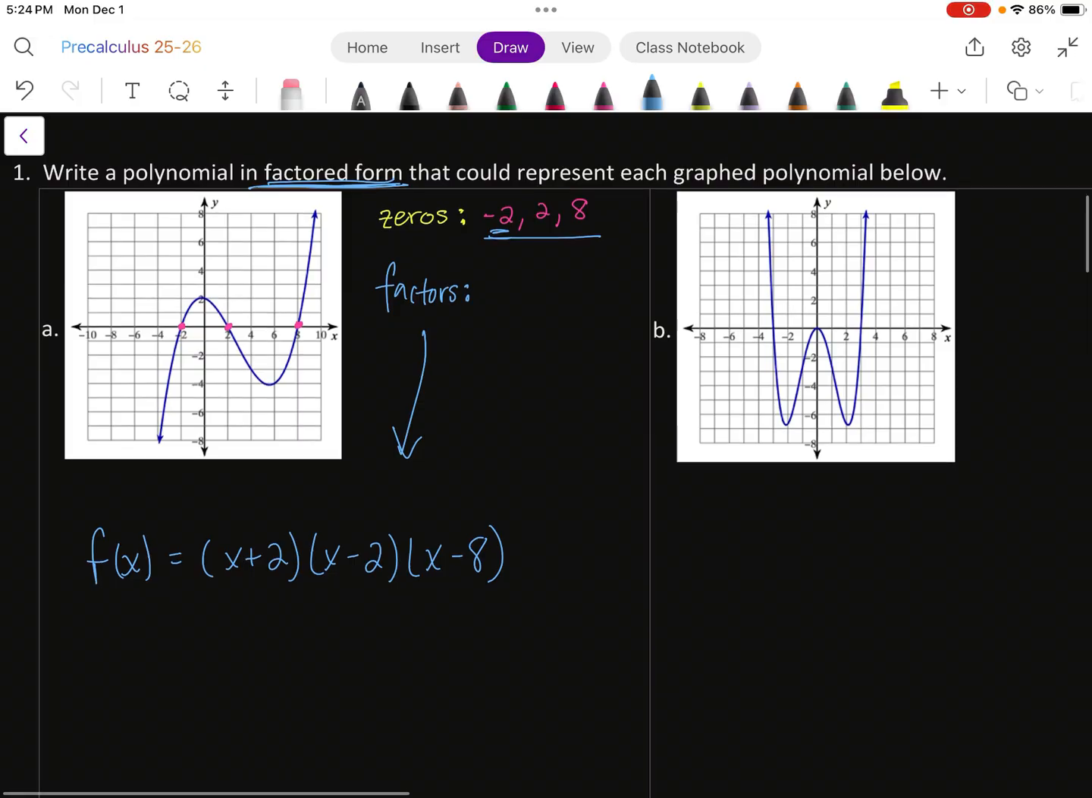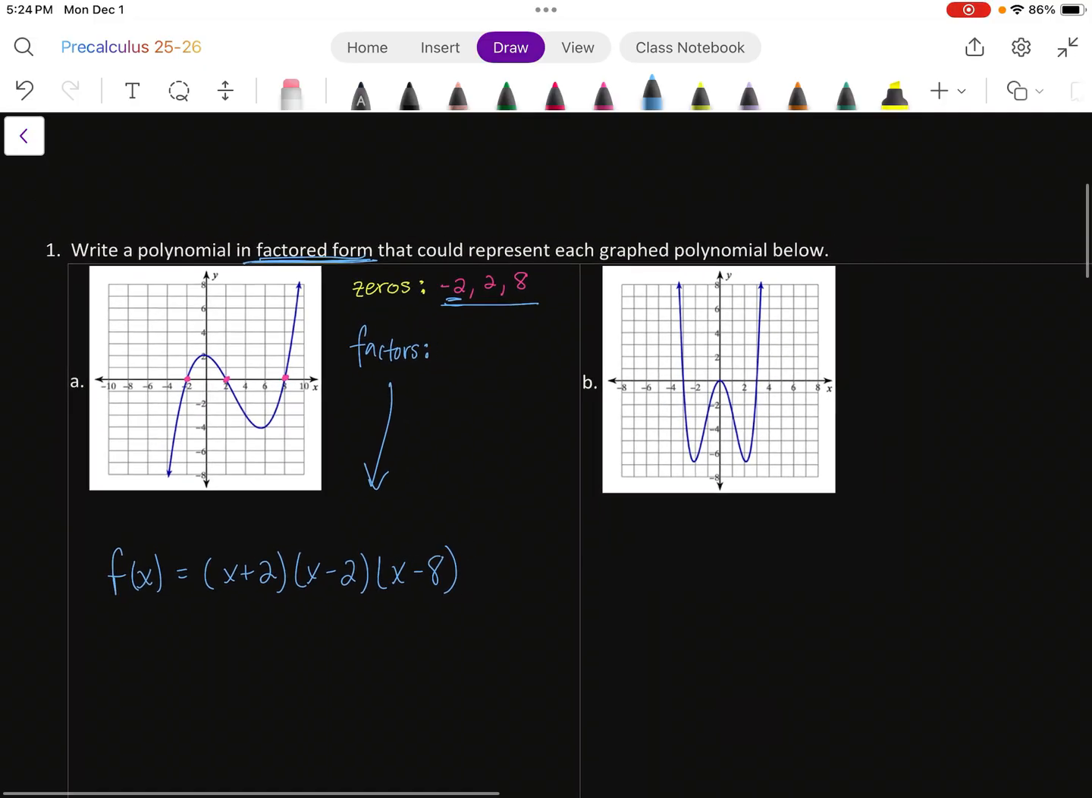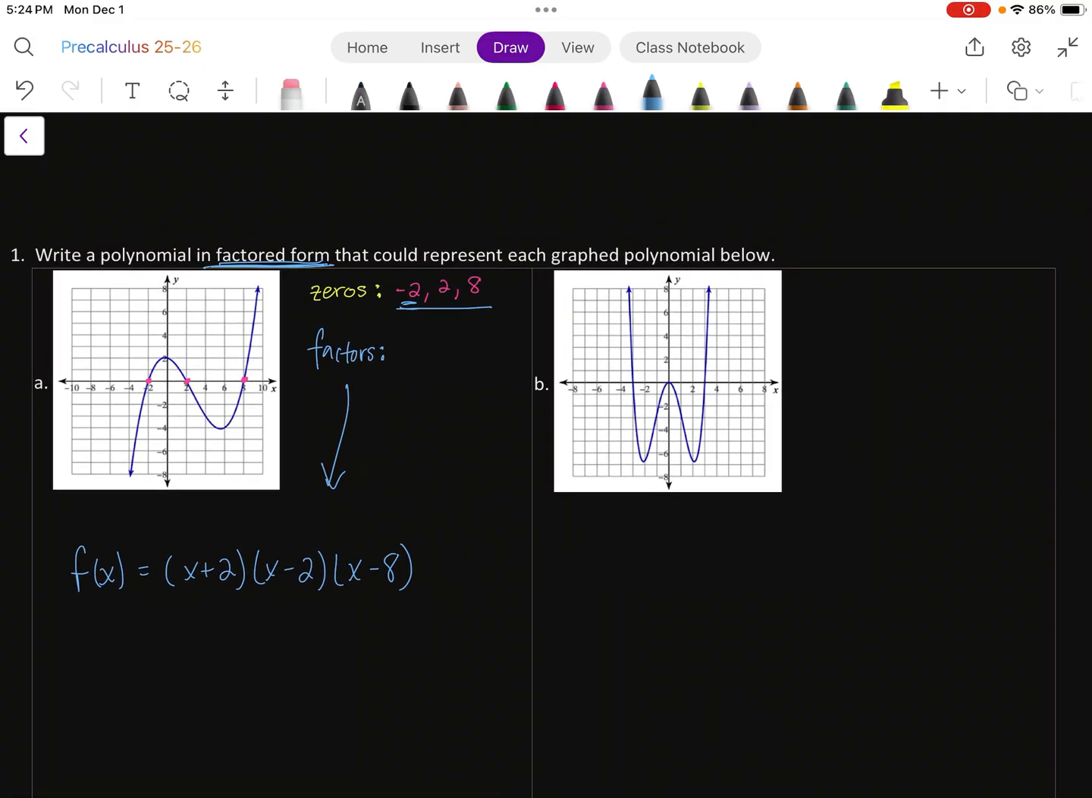Now, is it the exact factored form? Down the line, we'll see that we might have to multiply this by something, might have to have something out in front of here in order to create this exact one. All right, and again, that could represent the function that's graphed.